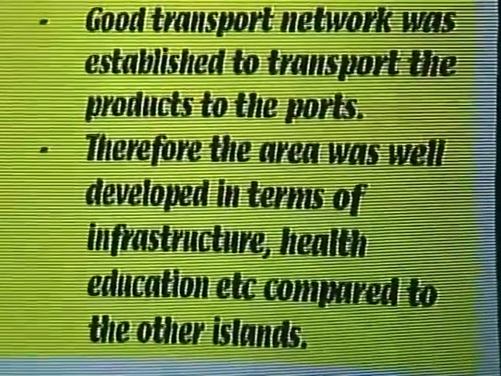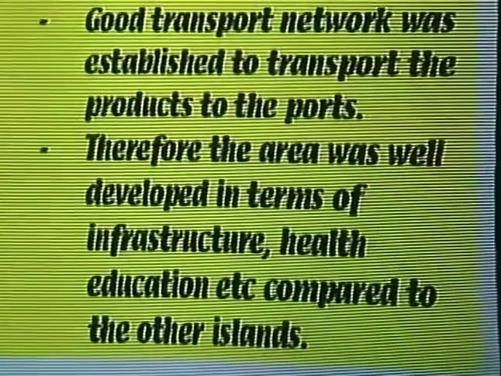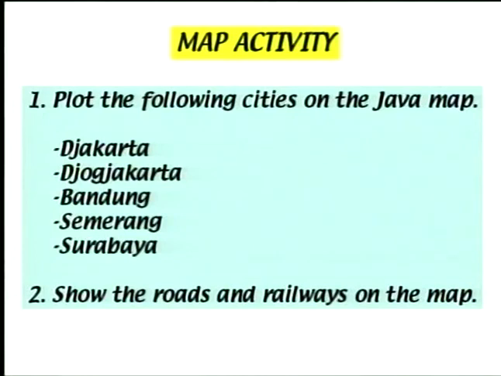Okay, you have been given a map of Java. The activity now that you're going to work on is on that map. There are two activities. The first one, I'd like you, on the blank map of Java, to plot the following cities. The cities are Jakarta, Yogyakarta, Bandung, Semarang, and Surabaya. Those are the five cities that I'd like you to plot on the blank map of Java that has been distributed.